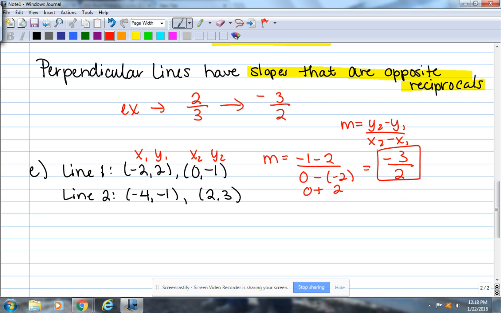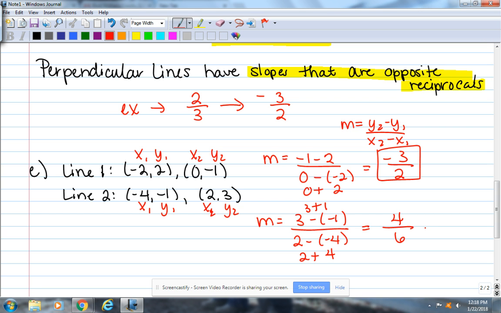So we're going to do the same thing for line 2. Again, that's x1, y1, x2, y2. And so I'm going to have 3 minus negative 1 divided by 2 minus negative 4. So that makes 3 plus 1, which is 4. And that makes 2 plus 4, which is 6. And that reduces to 2/3.